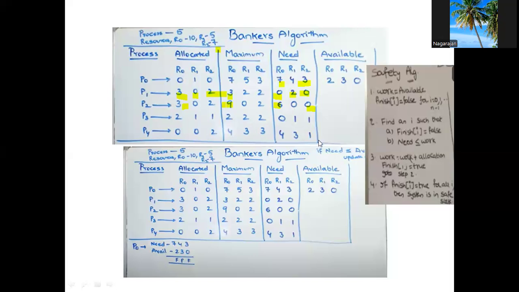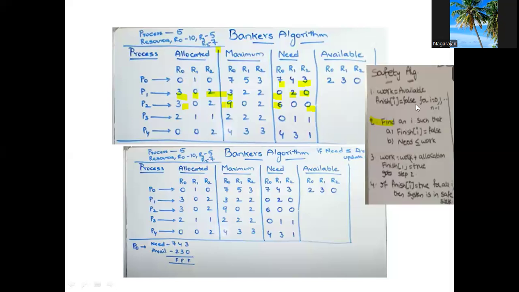Before going on to say whether the processes are safe or unsafe, note that the operating system can execute the processes in any order. There is no rule that you have to follow P1, P2, or P0, P2, or P0, P1, and so on. Let's go for a revision of the safety algorithm.